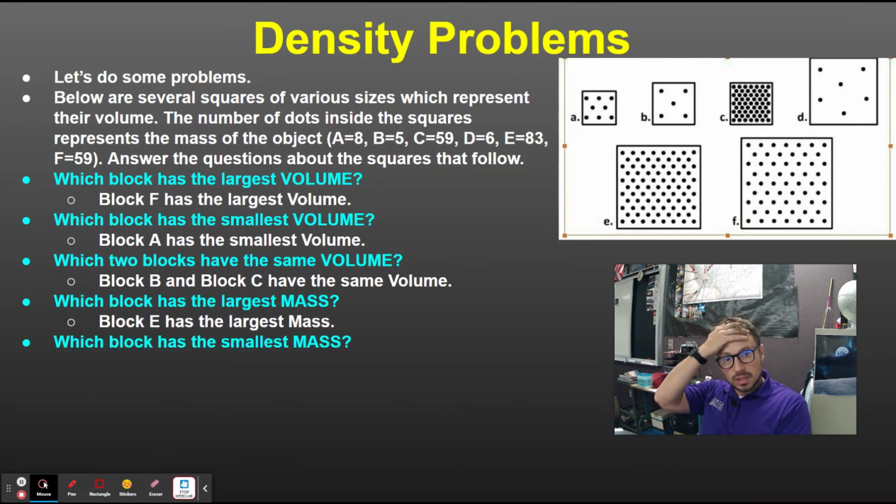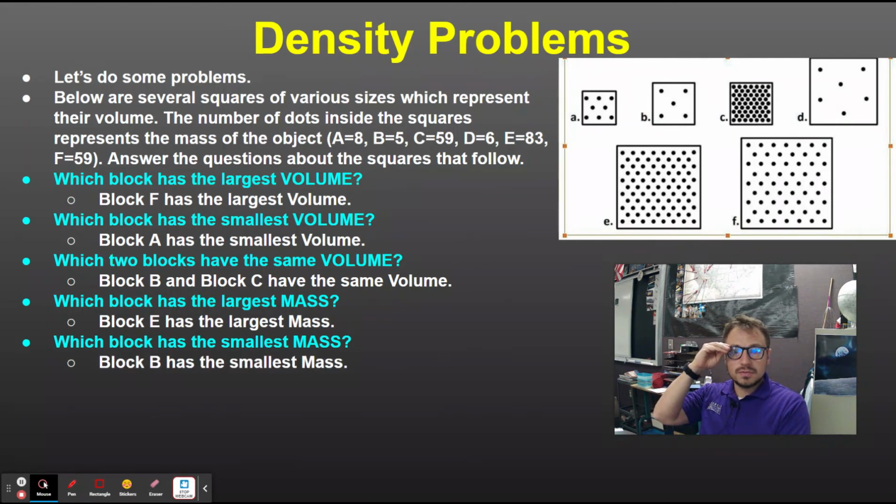Now, which one has the smallest mass? Well, I look and I see that block B has 5, so it's going to have the smallest. If that was a box of oranges, that would be the easiest to lift up.